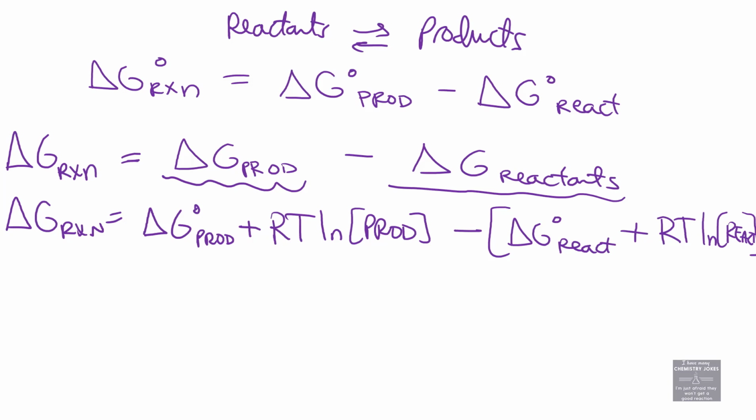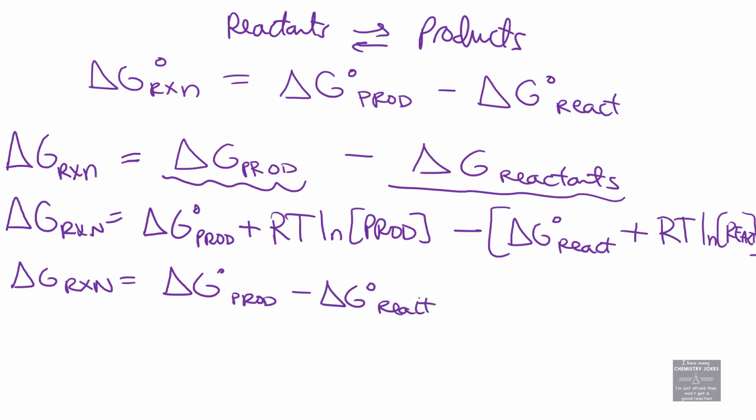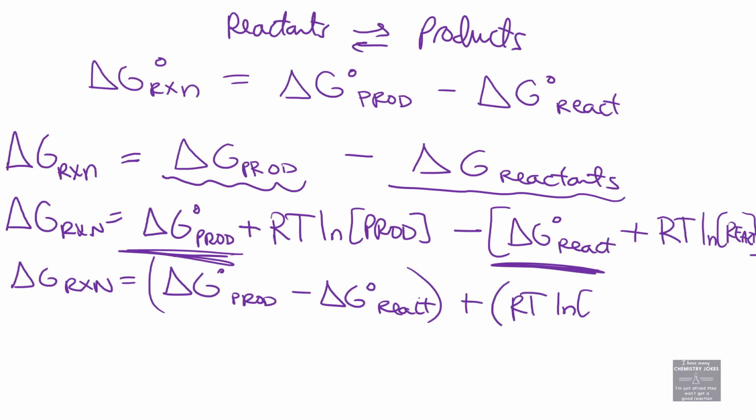I can gather some like terms here, and I can say delta G reaction is equal to delta G standard products minus delta G standard reactants, right? I just gathered those two terms together, plus RT ln of products minus RT ln of reactants. Bear with me, I know. Okay, now what?